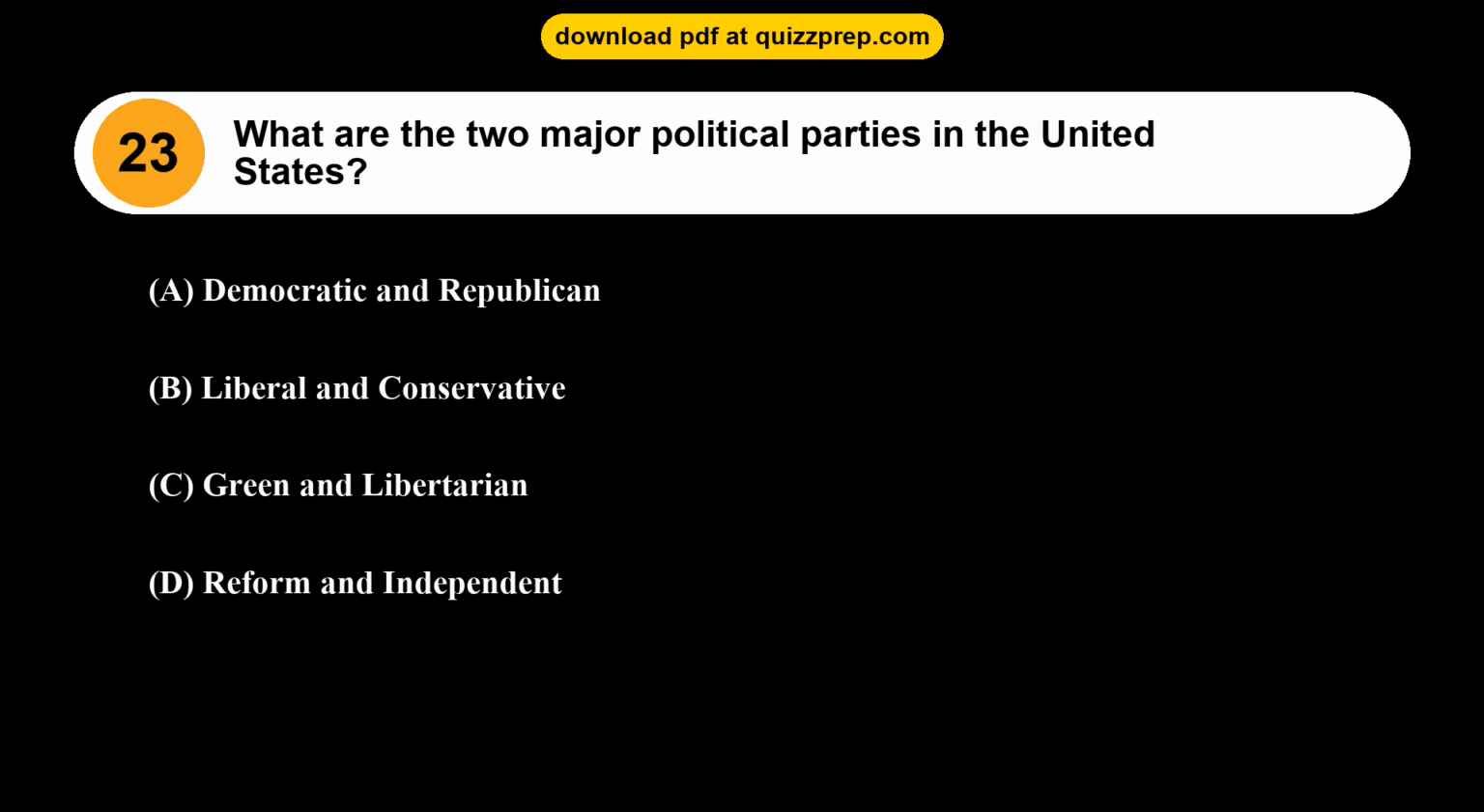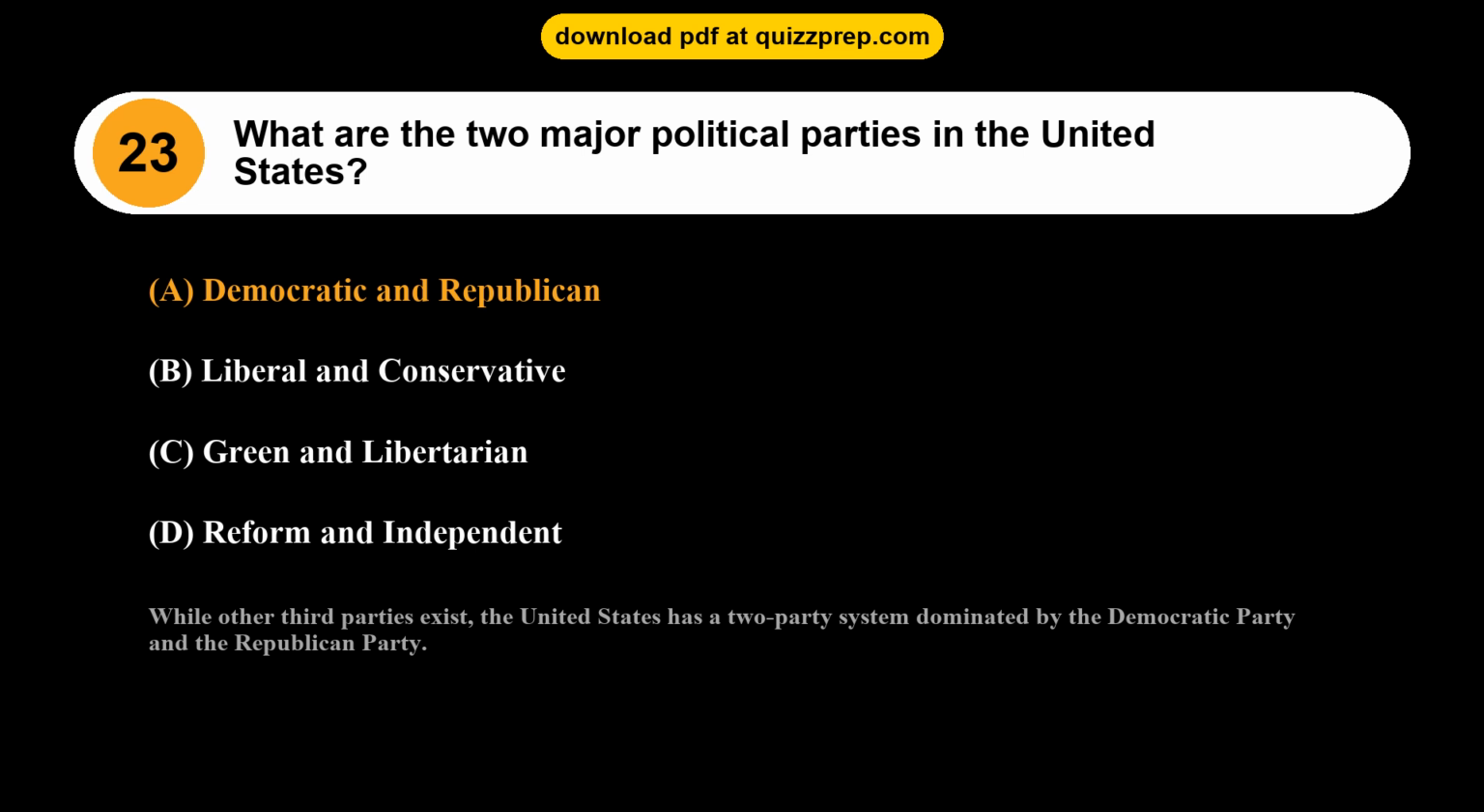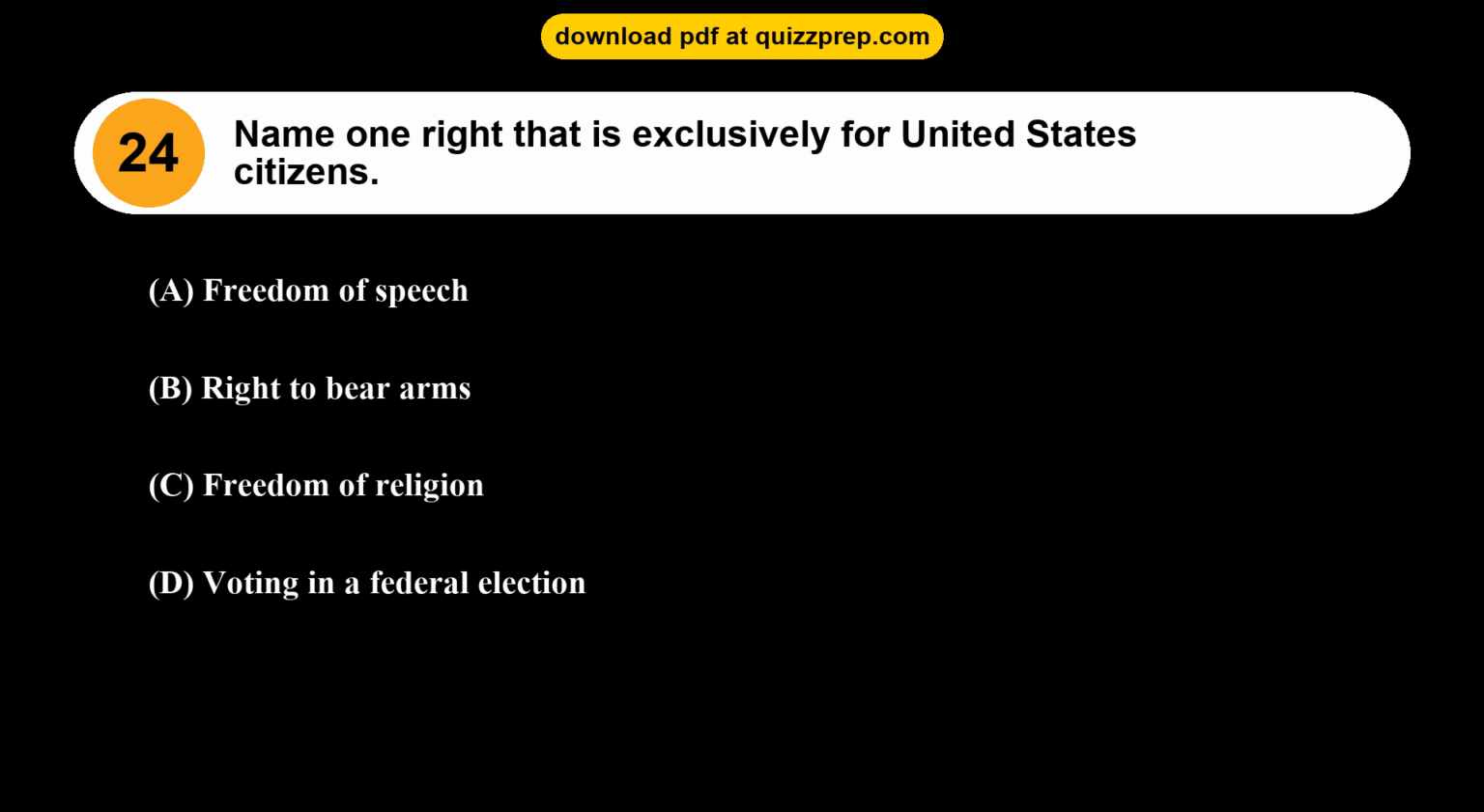Question 23. What are the two major political parties in the United States? Option A, Democratic and Republican. Option B, Liberal and Conservative. Option C, Green and Libertarian. Option D, Reform and Independent. The correct answer is option A, Democratic and Republican. While other third parties exist, the United States has a two-party system dominated by the Democratic Party and the Republican Party.